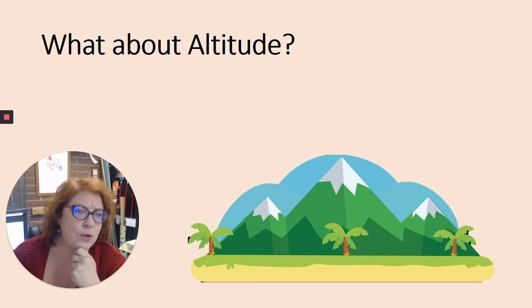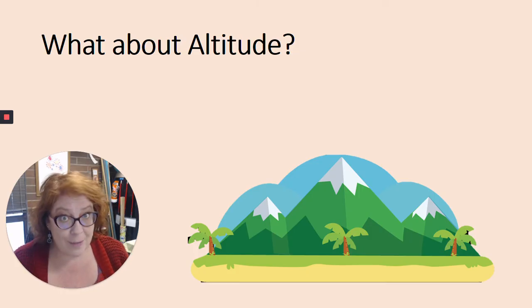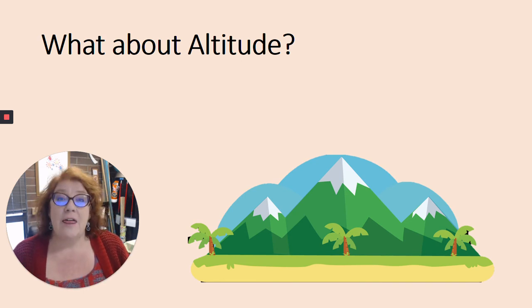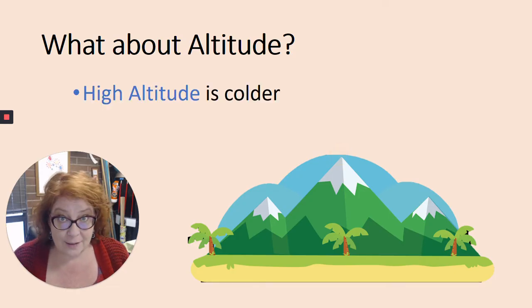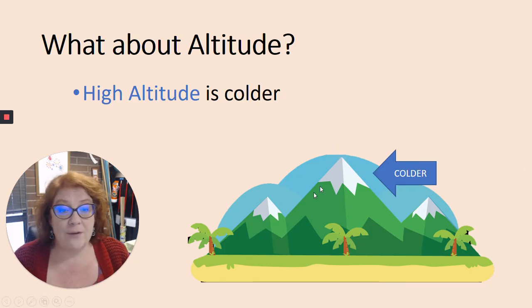What about altitude? Do you think altitude makes a difference? Let's see. We live pretty much near the mountains. If you've ever gone on a trip into the mountains, maybe to go skiing or to have a nice drive with your family, then you know the higher up you get, the colder it gets. High altitude is colder. That's why whenever we have these lovely pictures of mountains, they've always got snow on top. Because all the way at the top of the mountains, it's colder.